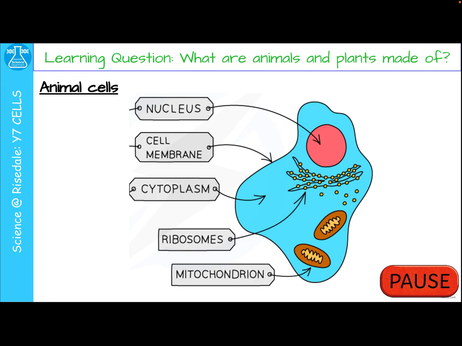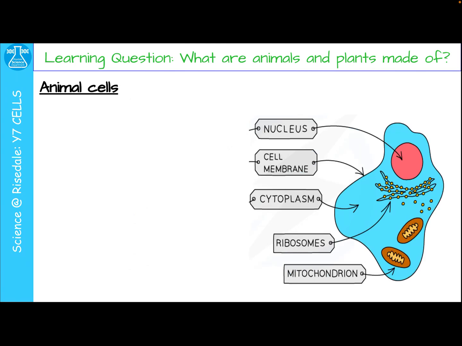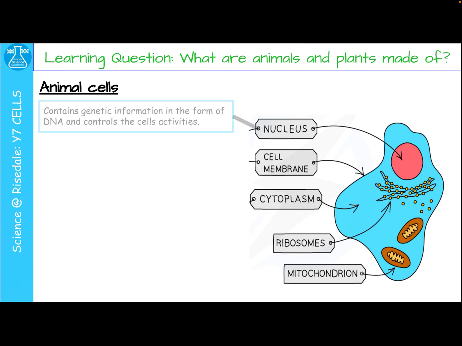Every part of a cell has a specific function. This is its job within the cell. As well as being able to identify each part, you should be able to say what they do. The nucleus contains genetic information in the form of DNA, and it controls the cell activities.